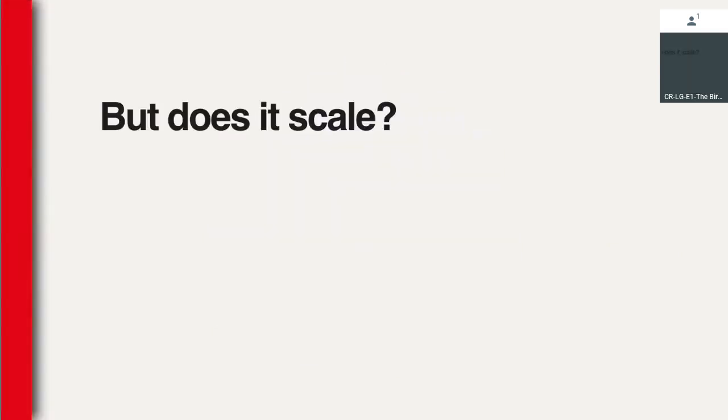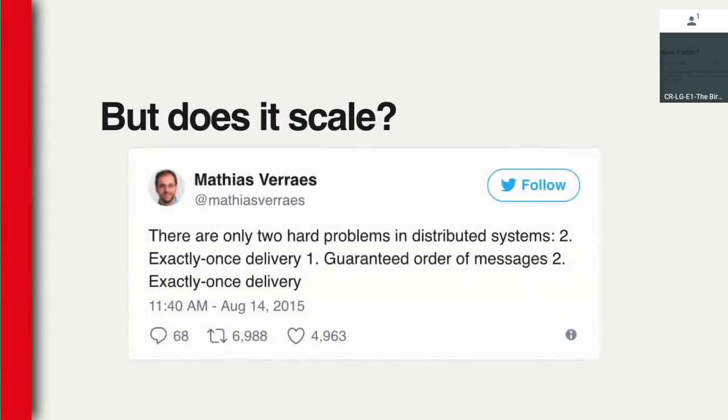But I guess the big question is, does this scale? Because what we are trying to do here is nicely summed up by this tweet that somebody found yesterday, and I put in my slides. There are only two hard problems in distributed systems. Number two, exactly once delivery. Number one, guaranteed order of messages, and number two, exactly once delivery. We're not really worrying about message ordering here so much, but we are trying to do exactly once delivery, which is, you know, a non-trivial problem.